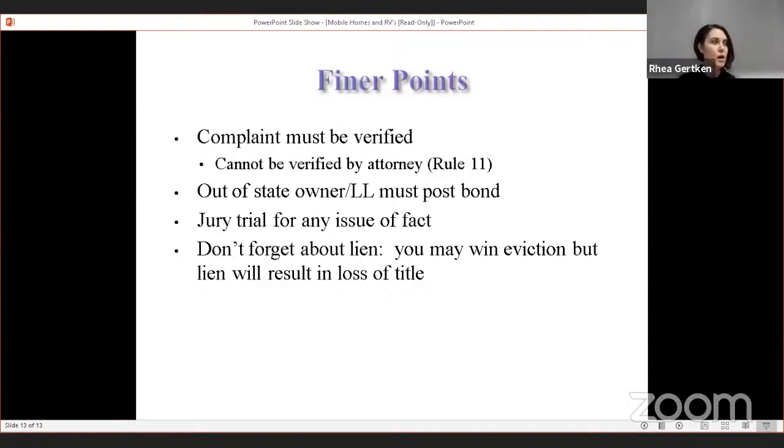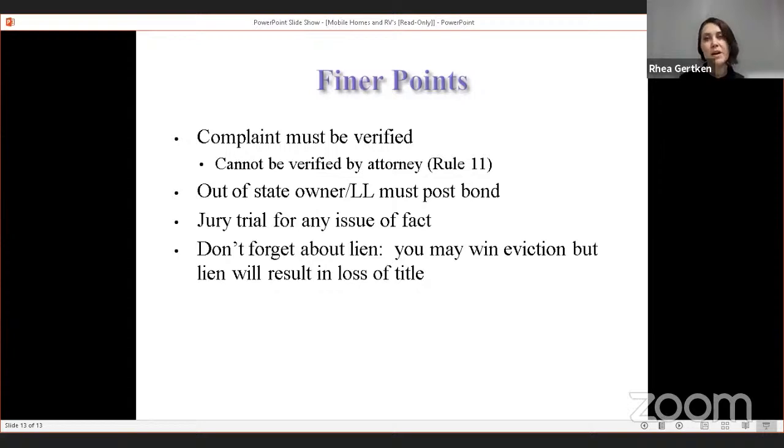All right, so some finer points again in terms of looking at procedural issues. The complaint does need to be verified, and it cannot be verified by the attorney. If it's an out-of-state owner of the park, they have to post a bond. As David said, there can be a jury trial. Whether or not that's actually a good idea certainly bears consideration.